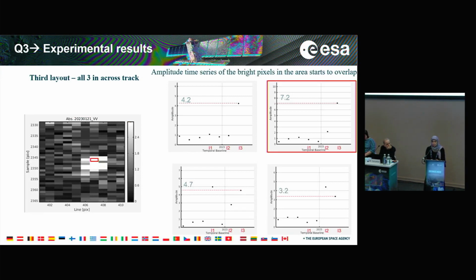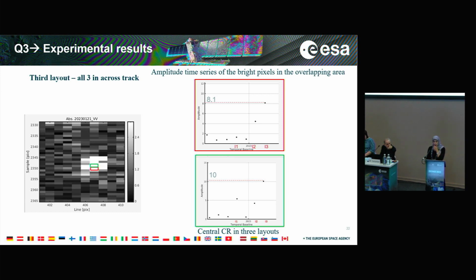So we looked at the amplitude time series of the bright pixels between the central corner reflector and that one located with 10-meter distance. Again, we can see a jump of amplitude at I3 for all of them, but for one of them this one is more significant, which is related to the corner reflector installed with 10-meter distance. We also looked at the amplitude time series of the central corner reflector, and that one with 5-meter distance. And for both of them, we can see significant jump of amplitude at I3, and the signal overlaps.